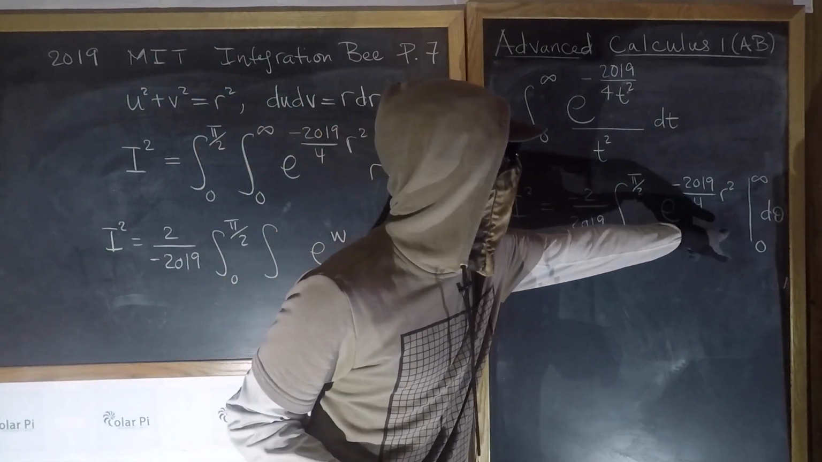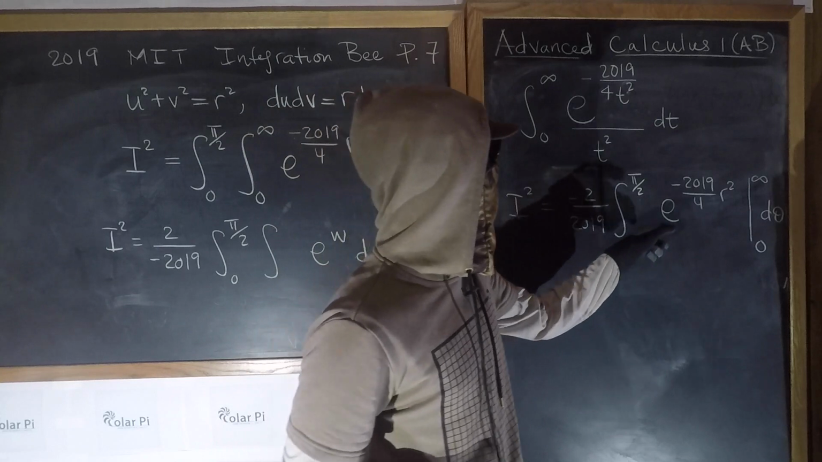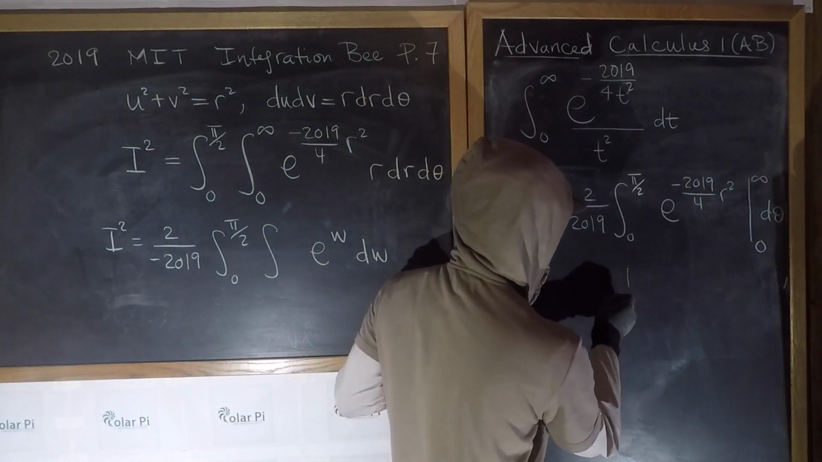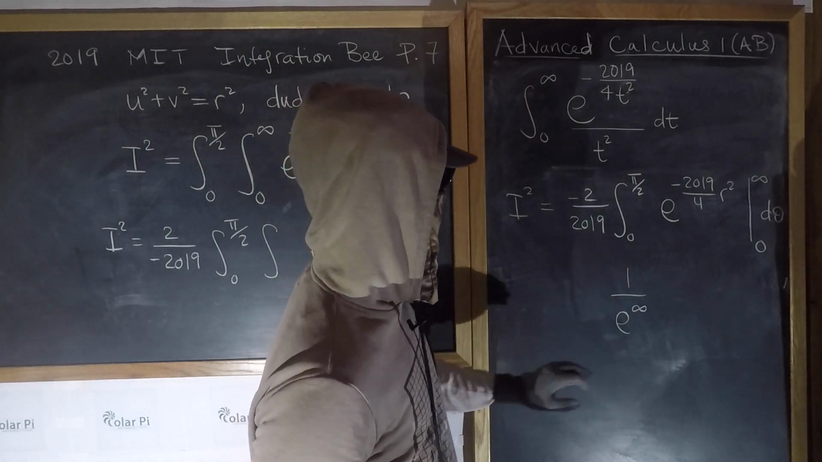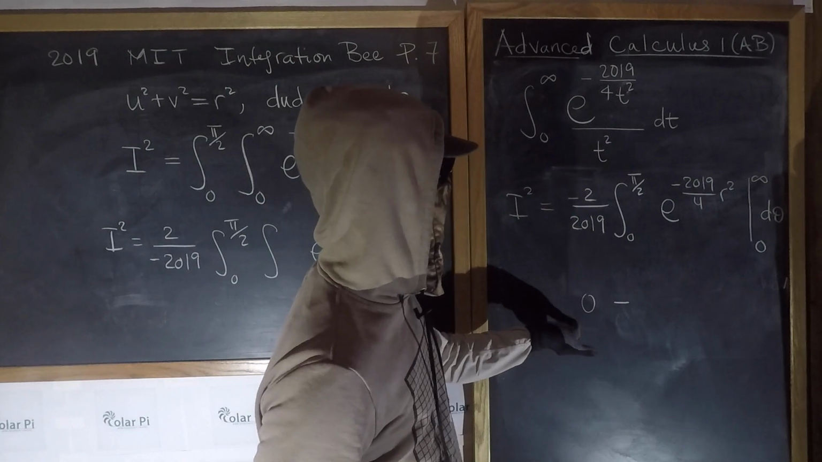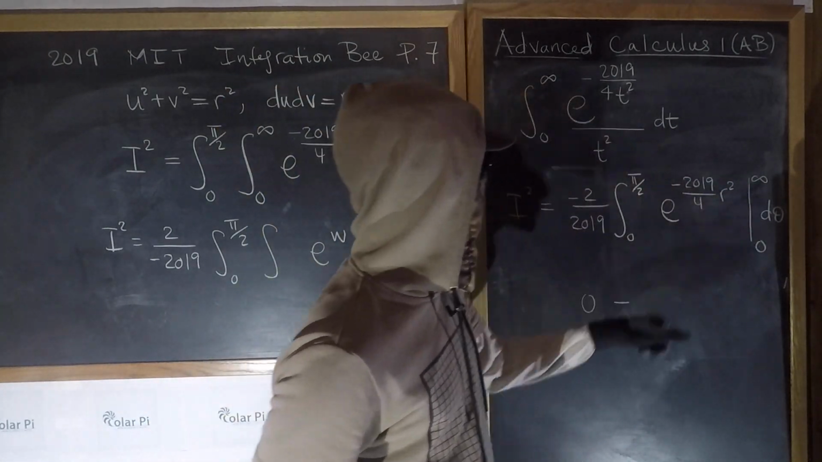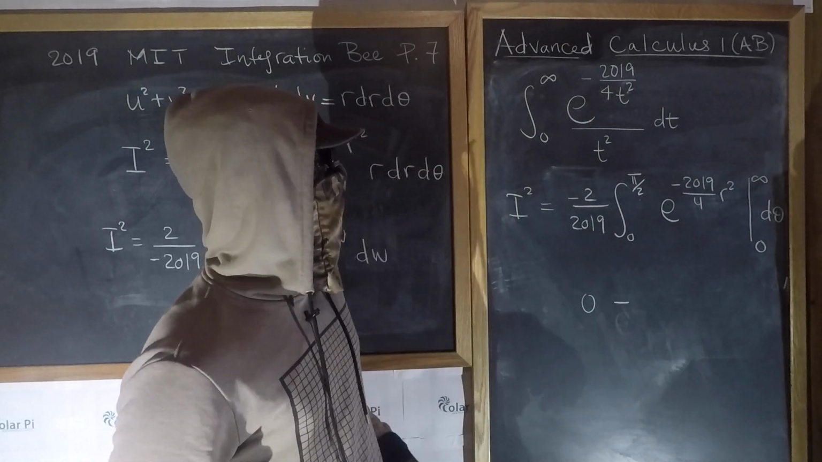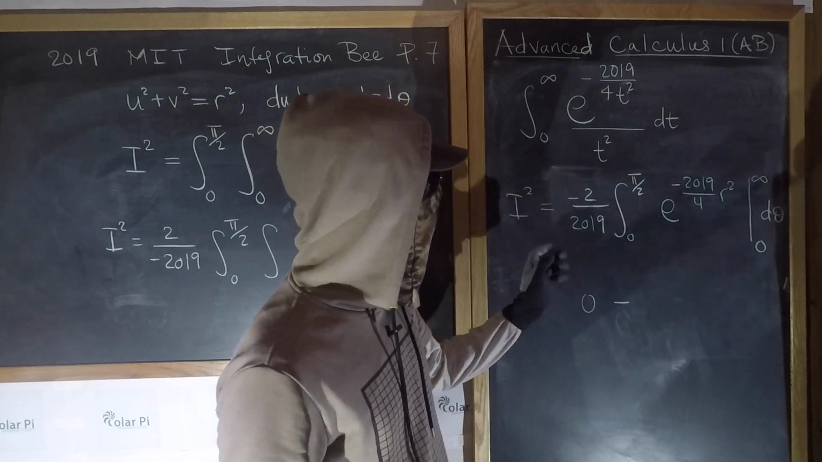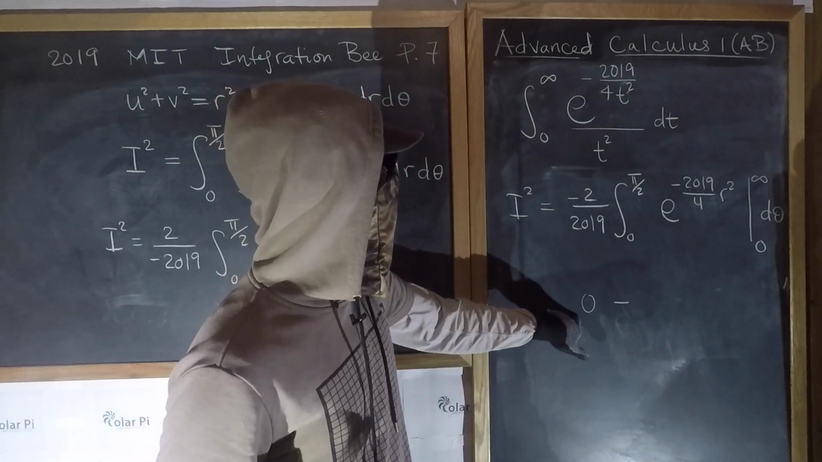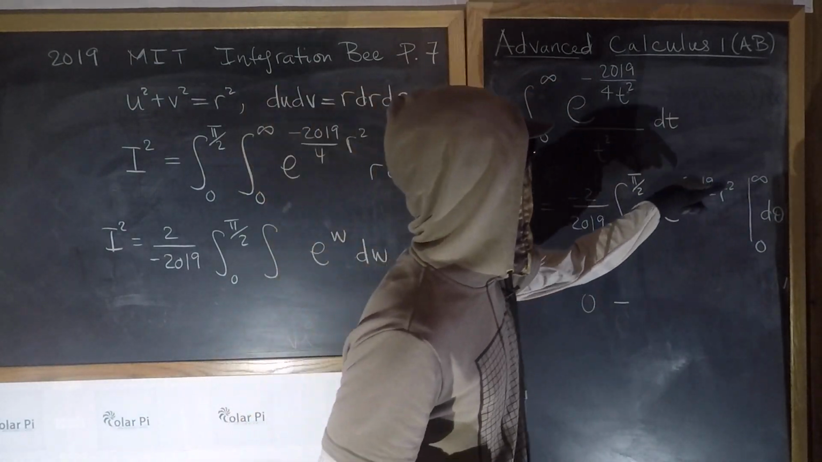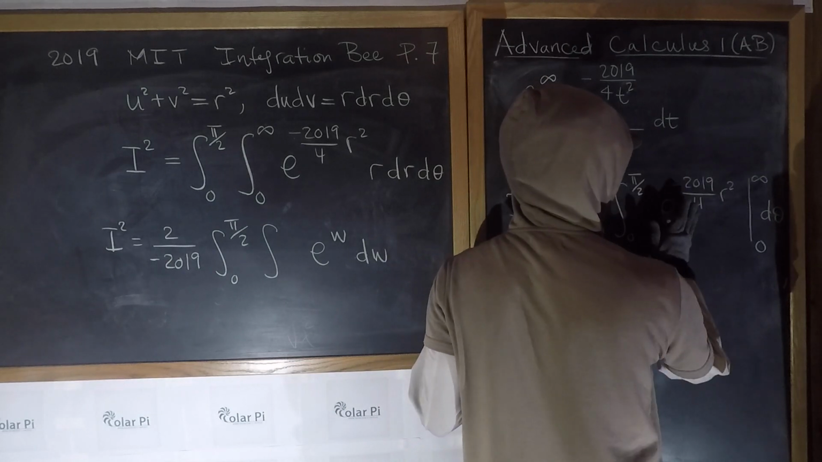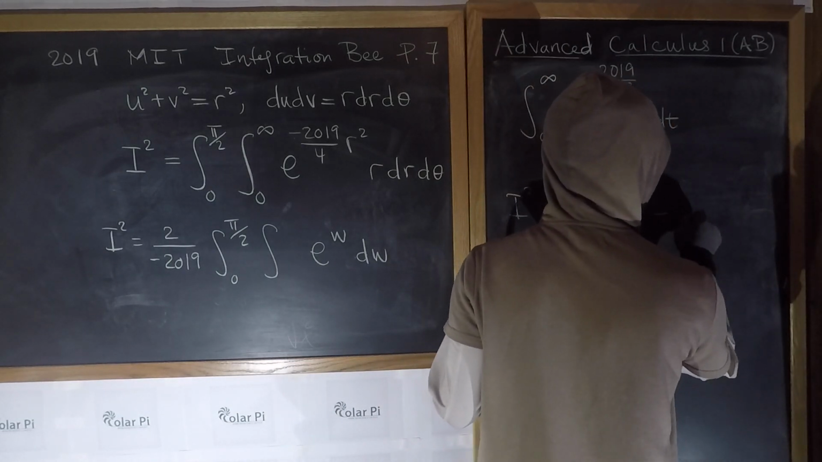Now what happens when we evaluate this? If we plug in infinity, we get e to the negative infinity, which is 1 over e to the infinity, tending towards 0. So it's 0. Then we have 0 minus, what about when I plug in 0? I get e to the 0, which is 1. So I have minus 1. This whole thing just turns into negative 1 d theta once evaluated, the same as negative d theta. I could keep the constant outside, and that's fine.